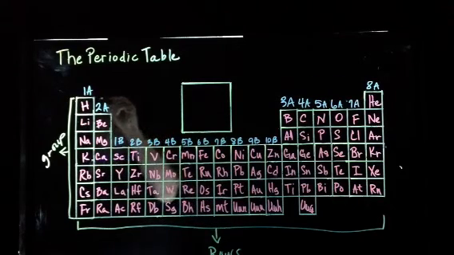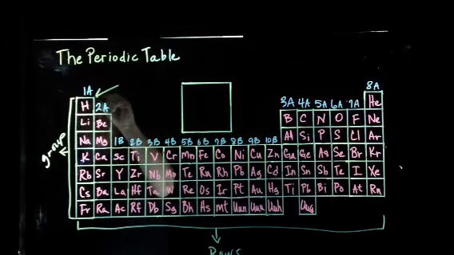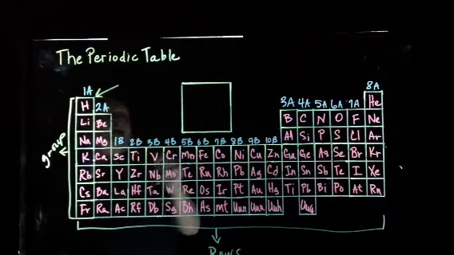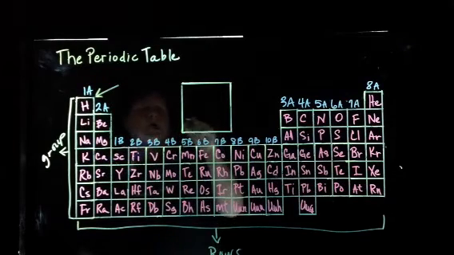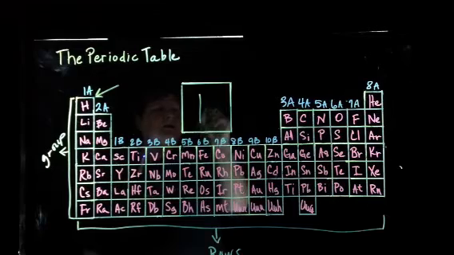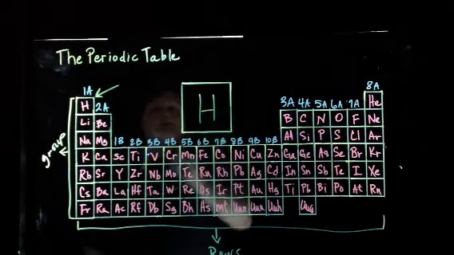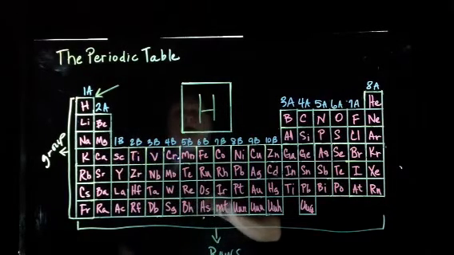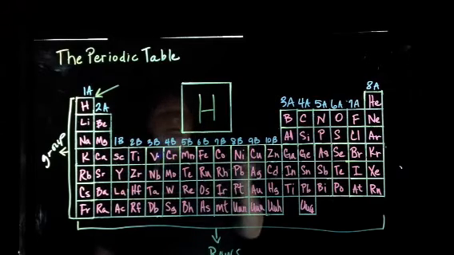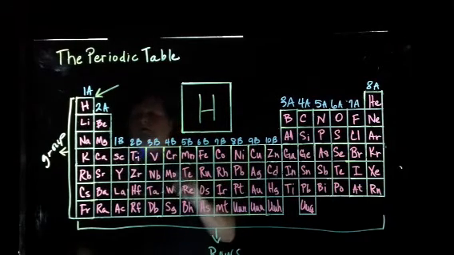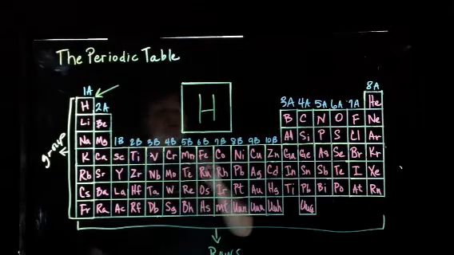So if we start over here with hydrogen, in that cell for hydrogen we'll see that it has its atomic symbol. For hydrogen it happens to be H. For carbon it would be C. For sodium it's Na, and so on.